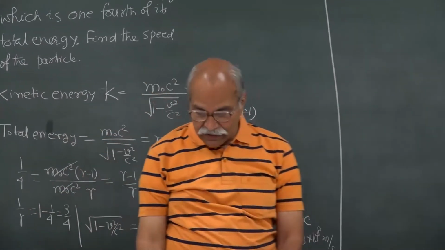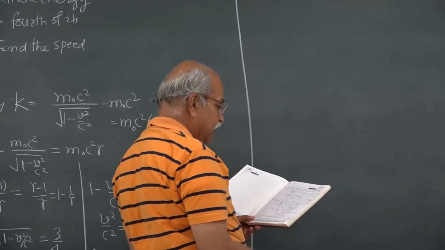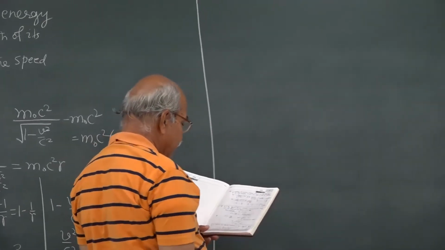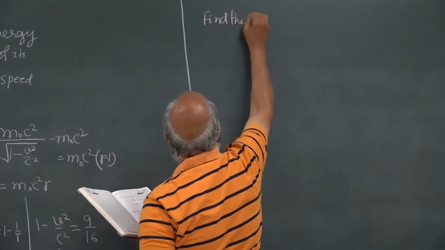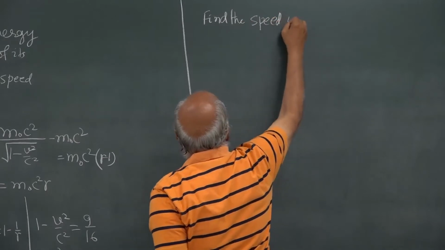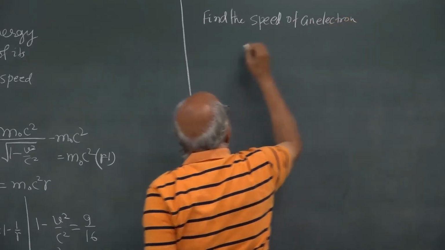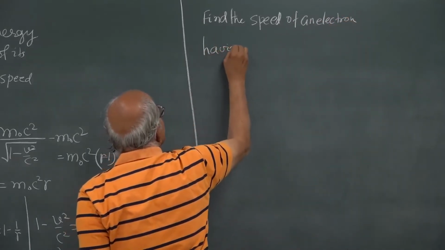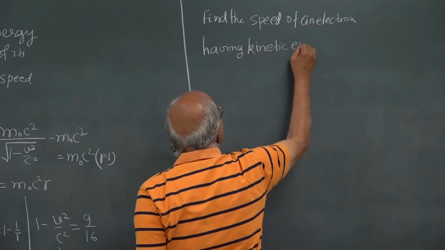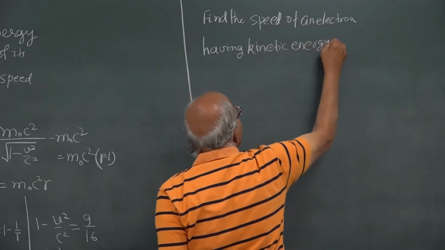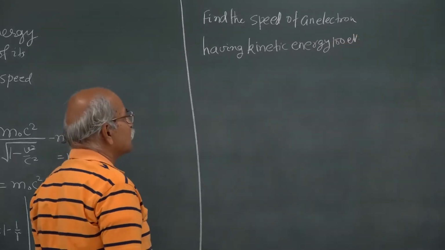Let us take another question. This I discussed in the previous lecture also. Find the speed of an electron having kinetic energy, say, 100 eV. So, what is the speed? And this is an electron, remember.